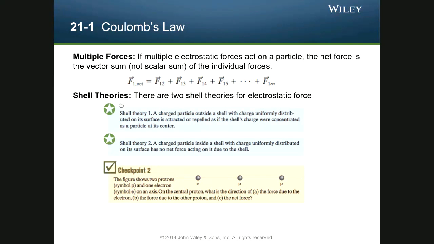Shell theorem 1: a charged particle outside a shell with charge uniformly distributed on its surface is attracted or repelled as if all the charge were concentrated at a particle at its center.